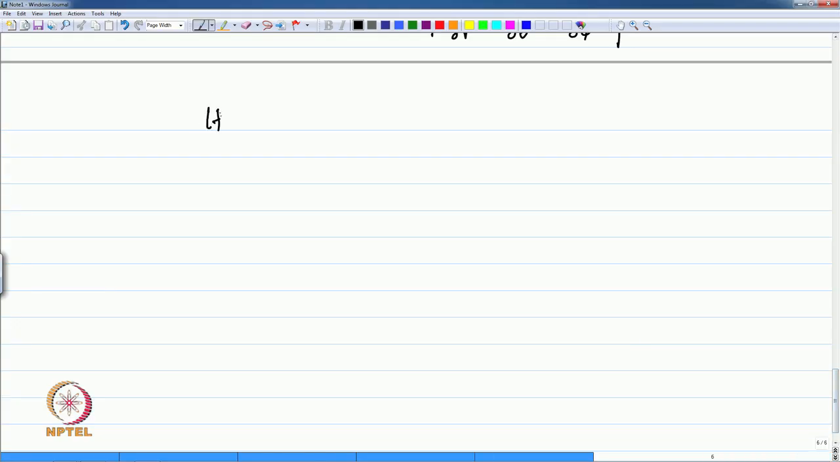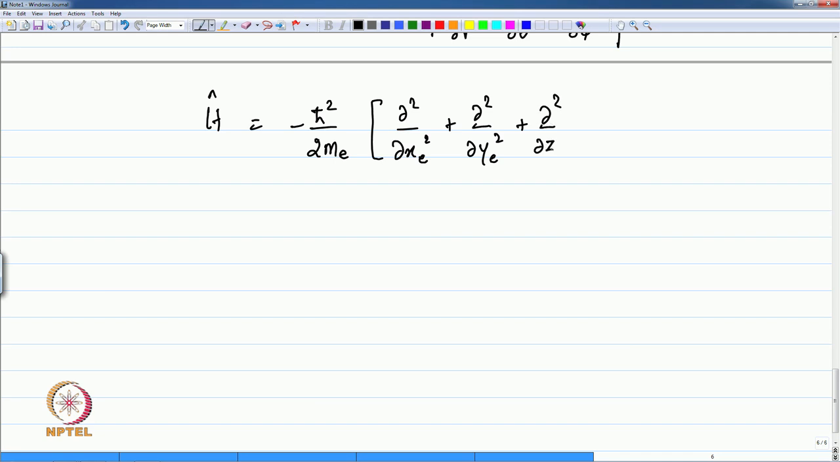Keep this in mind. Therefore, now we have this Hamiltonian expressed as minus h bar square by 2 m e times dou square by dou x square plus dou square by dou y square plus dou square by dou z square, minus z e square by 4 pi epsilon naught r. This needs to be changed to spherical polar coordinates.